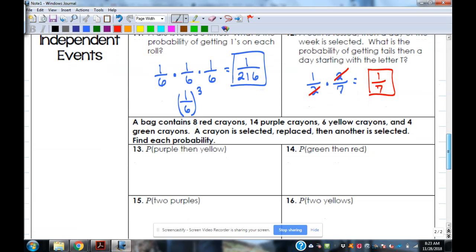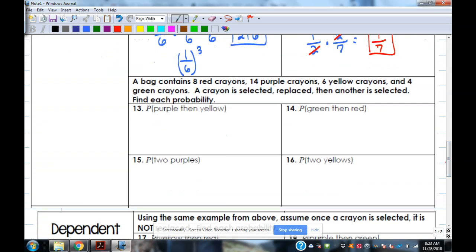All right. Here's a classic example. You've got a bag. It contains 8 red crayons, 14 purple crayons, 6 yellow crayons, and 4 green crayons. A crayon is selected, replaced, then another one is selected. Find each probability. Reading that, it says it's replaced. So is this independent or dependent? Independent. Every one of these, 13 through 16, is independent because it said it was replaced.